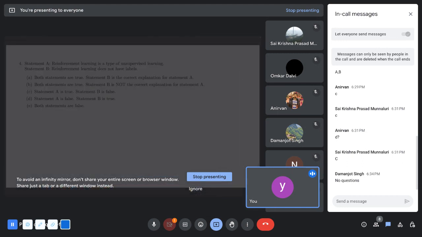Right, so there are two statements. One is that RL is unsupervised learning, and the other is that RL doesn't have any labels. Which one is true? Just take a minute and type in your responses.